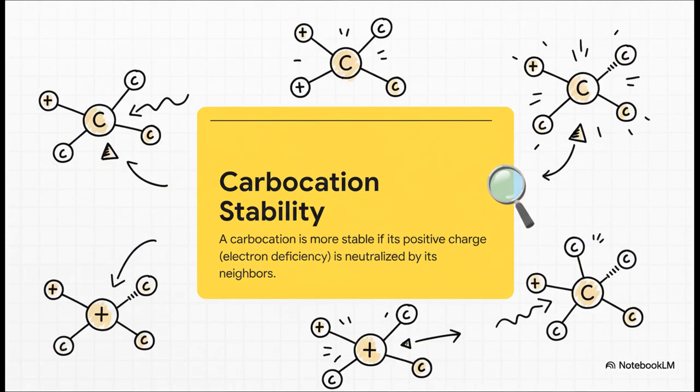Let's go back to our friend the carbocation. Remember, it's that carbon with a positive charge. It's unhappy because it's missing electrons. So its stability depends entirely on its neighbors. If it's surrounded by groups that can gently push some electron density its way, it helps to spread out and neutralize that positive charge, making the whole thing way more stable.